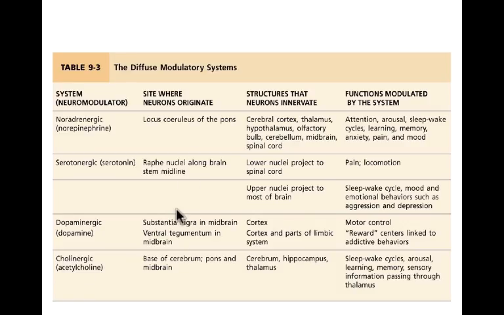In this column, you can find the location for those neurons that contain these neurotransmitters. Here shows the structures that these neurons will innervate, and here shows the function. We went through all of this, and this table can summarize that information.